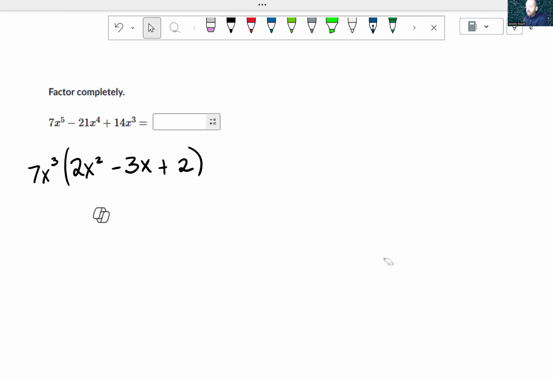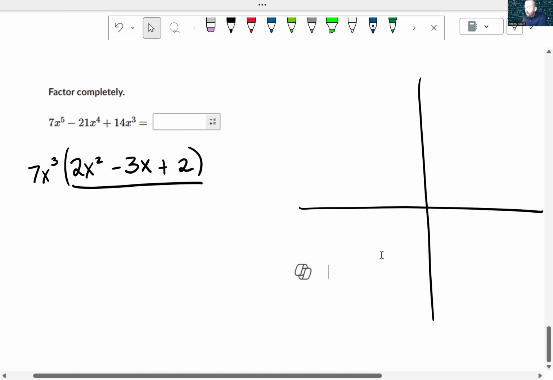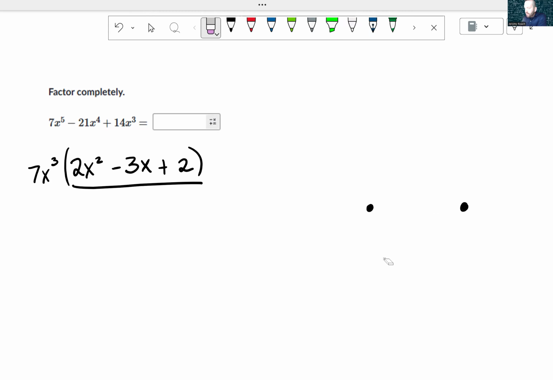In order to split that into 2 different pieces, we use what's called the AC method. So this part is a quadratic. On a graph, it looks like something like this. And on that quadratic, when we set it equal to 0 and we solve, we get the answer of where it crosses on the x-axis. So that's kind of an overview of what this is. Now, when we have a quadratic, the basic formula of a quadratic is y equals ax squared plus bx plus c.